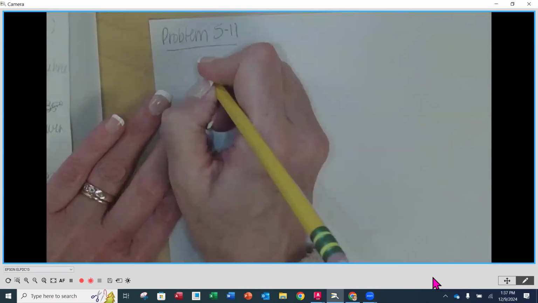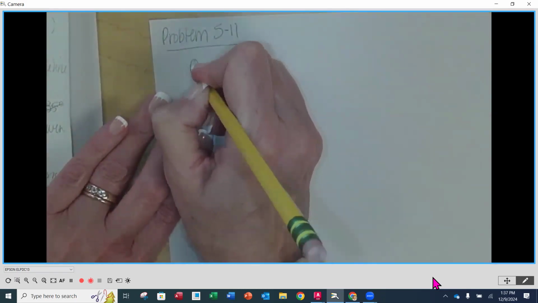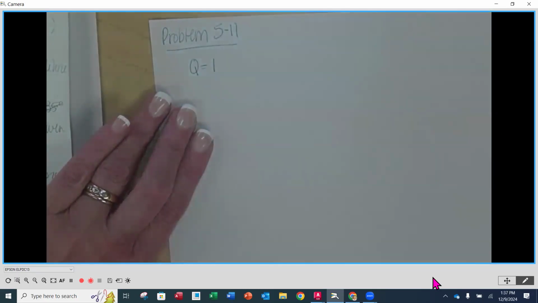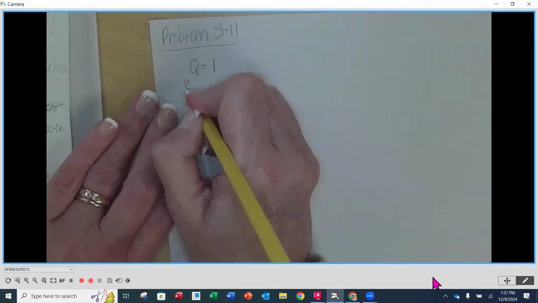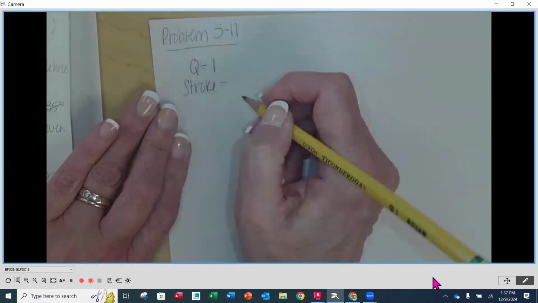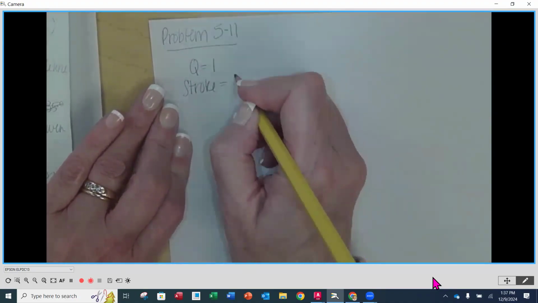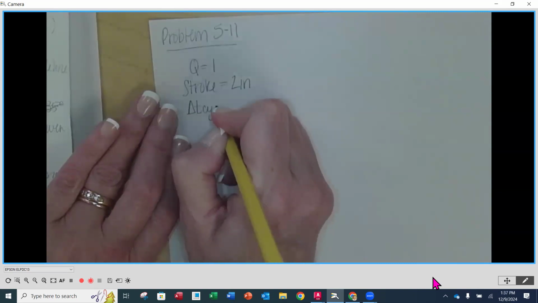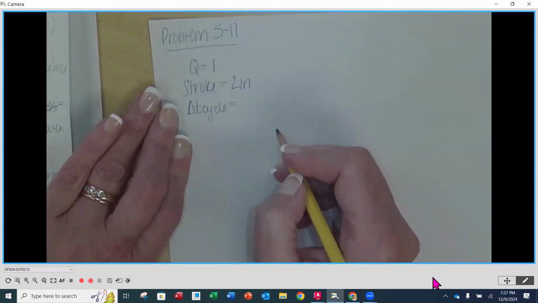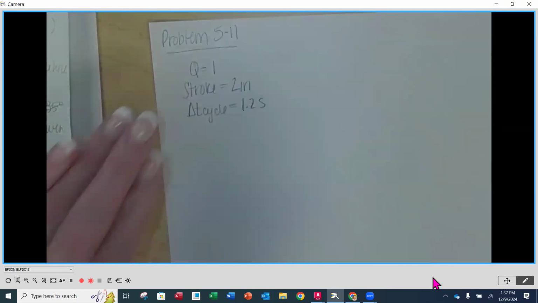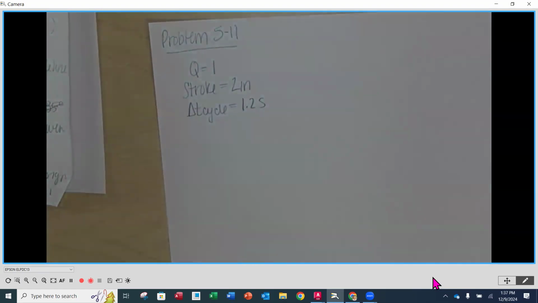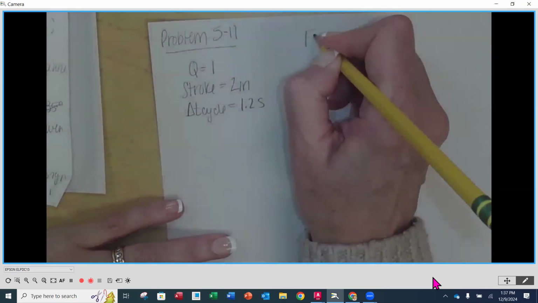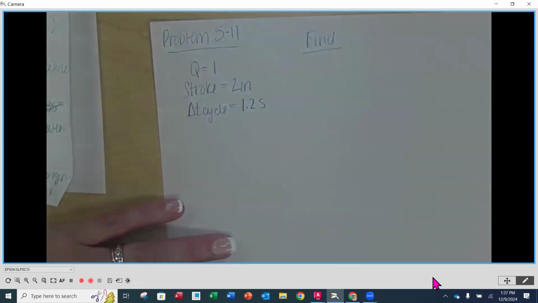All right. So given, we know that Q is equal to 1. I'm going to say stroke, I don't like delta R. Stroke is equal to 2 inches, and our delta T cycle is equal to 1.2 seconds. That's what's given. What we need to find, okay.